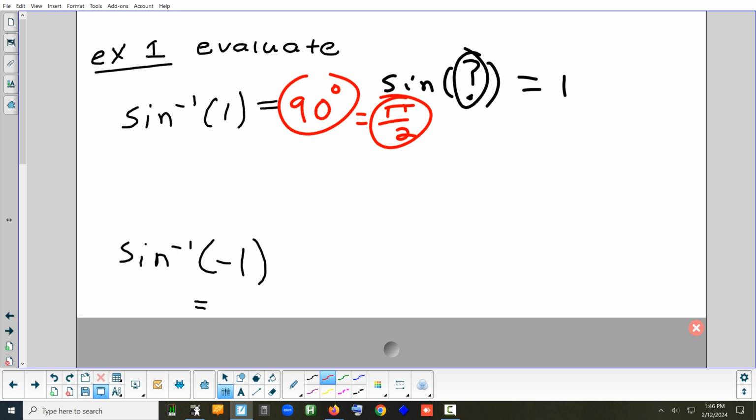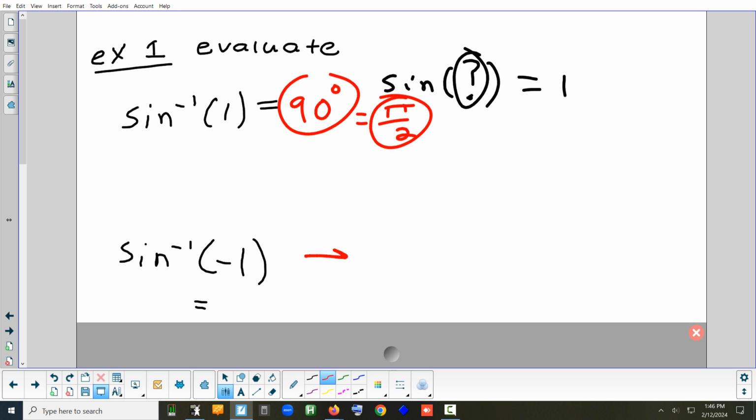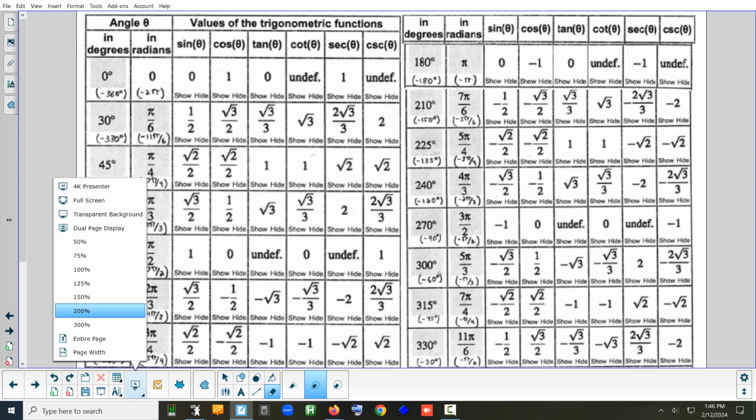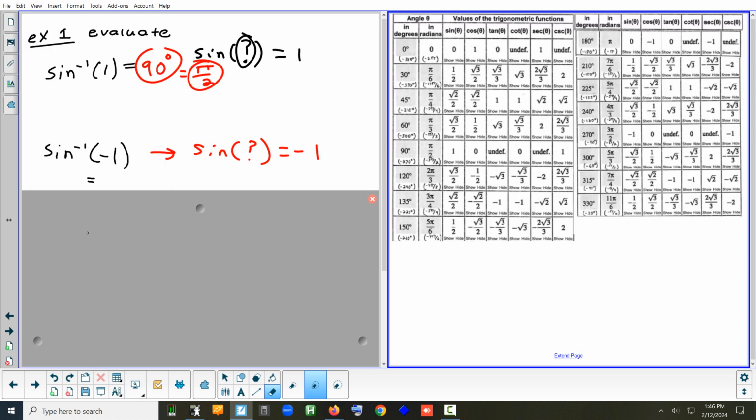Right. So inverse sine of negative 1. Okay. Another way to think of that question. What angle could you fill in where the question mark is and have the answer come out to negative 1? Okay. Let's look at our chart. Go to the sine column and look for negative 1.